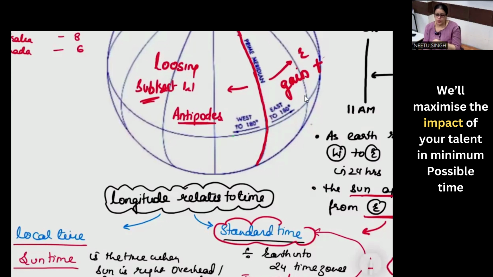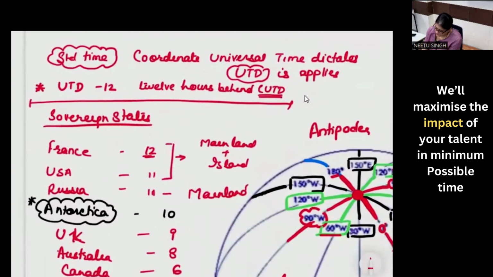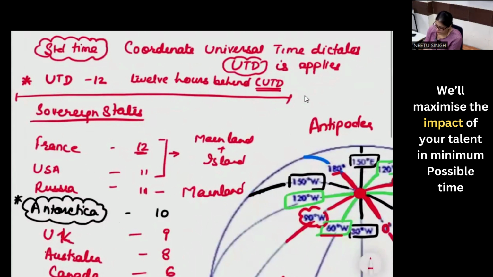And that is what we take up as standard time zone. That is, Earth is divided into 24 time zones for each demarcated area. Another very important information: standard time, that is local time zone, each longitude has. So coordinate of universal time dictates the application of standard time.